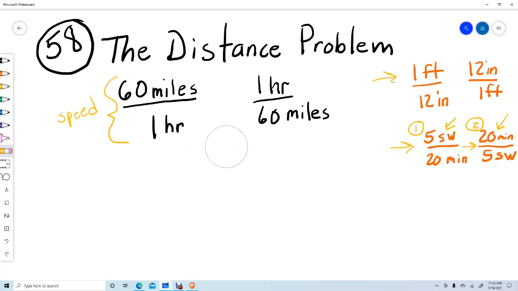How would we use these? Well, let's say we want to figure out how far Joe could drive in 2 hours. So how far could he drive in 2 hours? We're looking for a distance there. We're looking for miles. How far is Joe driving? So we're looking for miles in our answer. Our answer is going to be in miles. That means we want to use 60 miles over 1 hour.